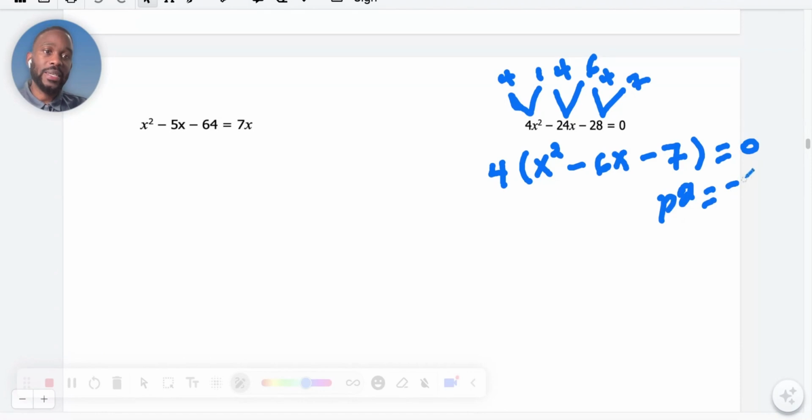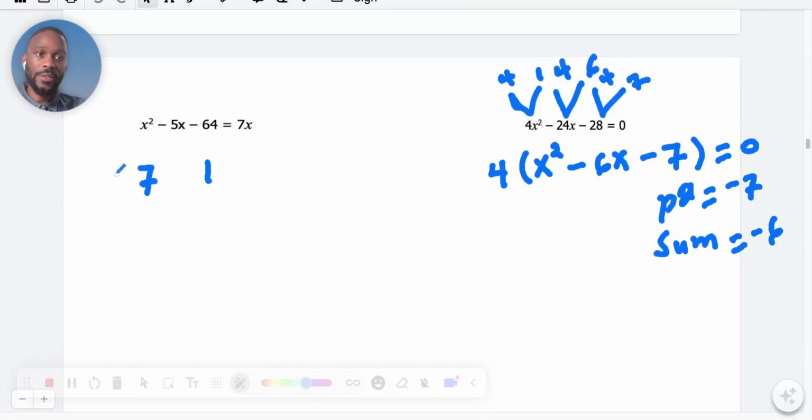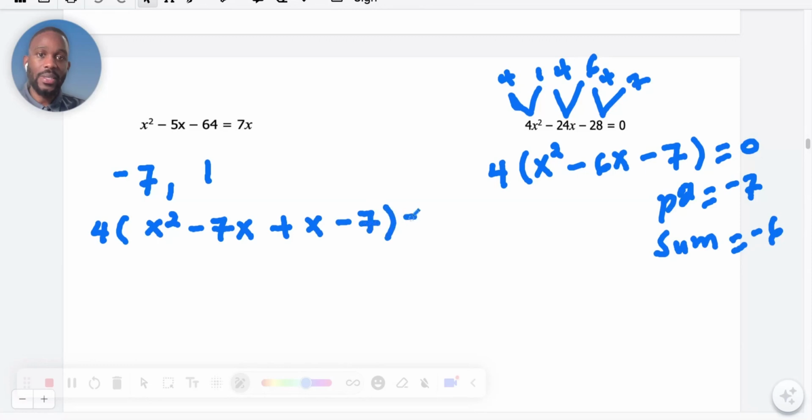So the product is -7, and the sum is -6. So I want you to think about two numbers. If you multiply them, you get -7, and you add them, you get -6. So those two numbers are, let's say, 7 and 1. You have 7 and 1, that means 7 has to be the negative. So -7 and 1. So if you rewrite this equation here, you'll get 4 into x squared minus 6x minus 7, and all this is equal to 0.